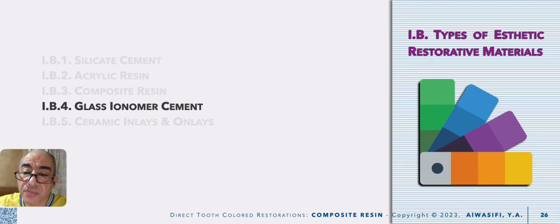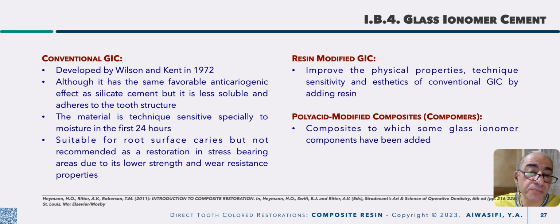Then glass ionomer was introduced in a conventional form by Wilson and Kent in 1972, with the advantage of fluoride release, but sensitive to moisture and could not be finished immediately. That's why it was modified into resin modified GIC to improve its technique sensitivity and physical properties, but it negatively affects its fluoride release. Then a combination between composite and glass ionomer was introduced, which was polyacid modified composite or compomers.